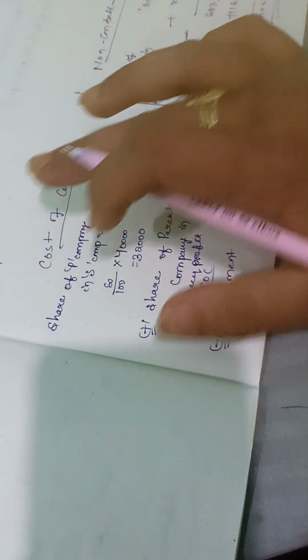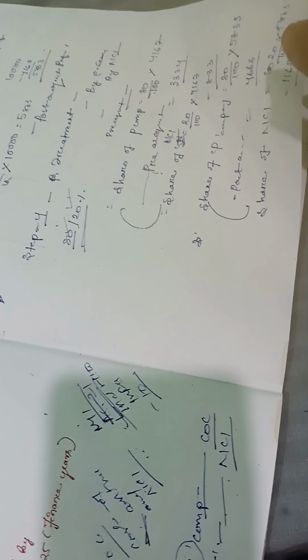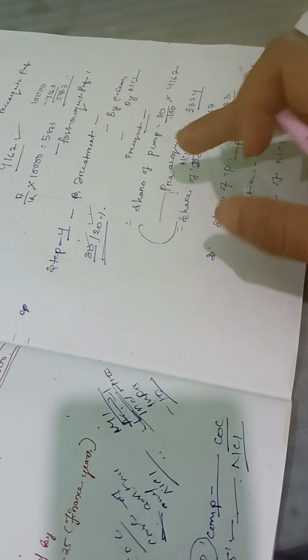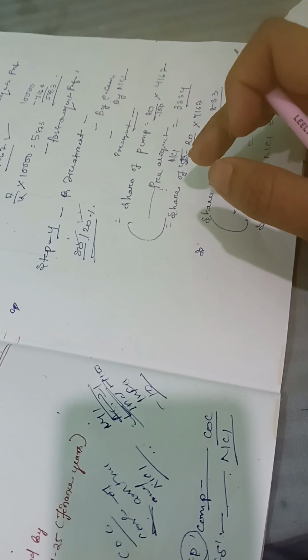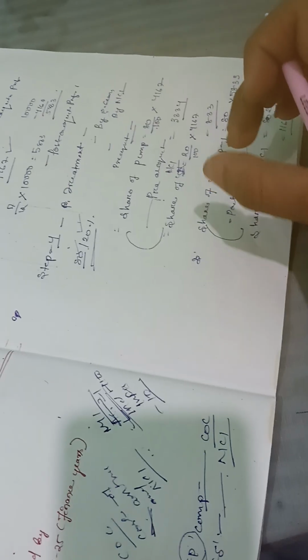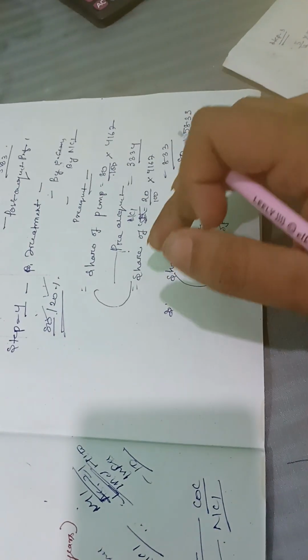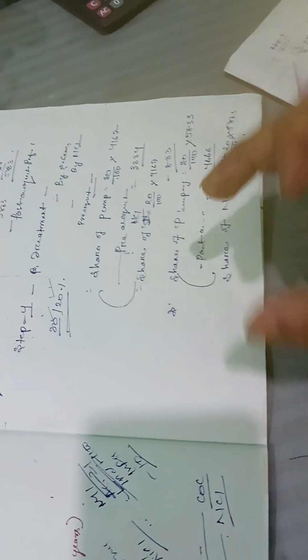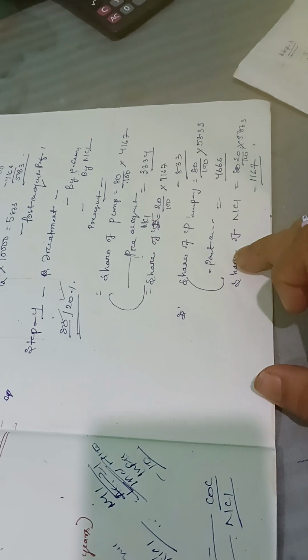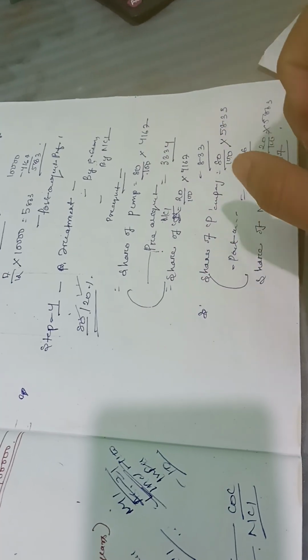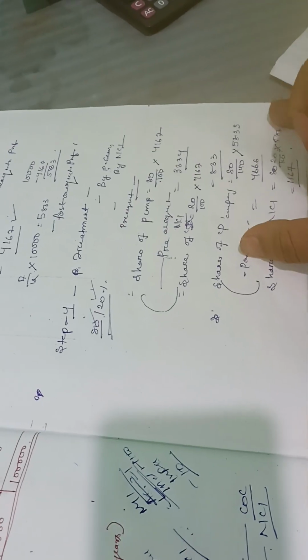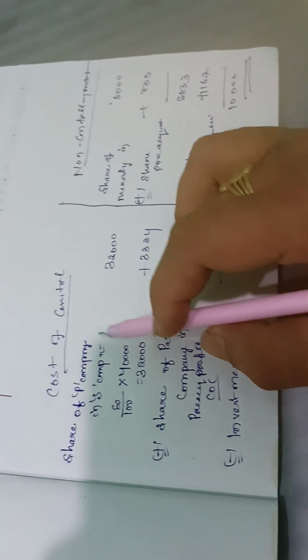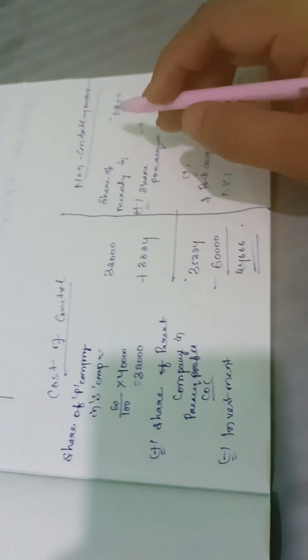Then, as we got the pre-acquisition profit and post-acquisition profit and their distribution between the parent company, cost of control and non-controlling interest according to the degree of control. Pre-acquisition profit is distributed according to the degree of control, 80% and 20%, and post-acquisition profit is also distributed according to the degree of control, 80% and 20%. Then we get the calculation of the share of cost of control and non-controlling interest.